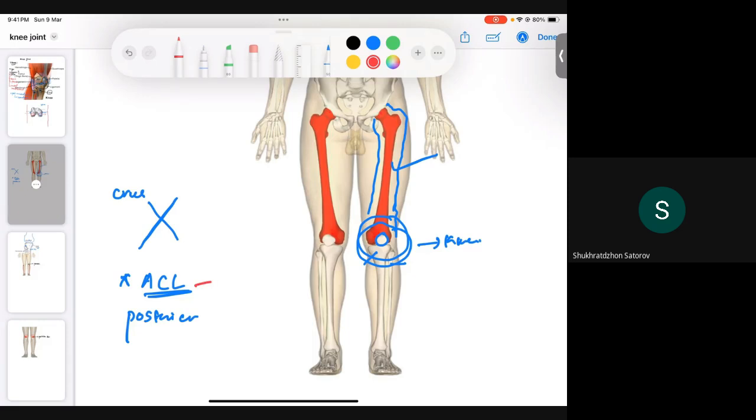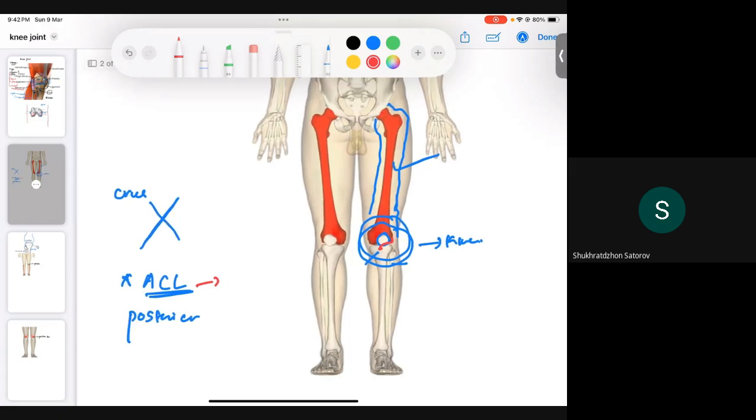Perfect. In order to limit the exaggerated forward movement of your tibia, anterior cruciate ligament helps. Anterior cruciate ligament basically comes from the posterior aspect of your femur and attaches anteriorly to your tibia. If I'm pulling the tibia forward, it would limit the exaggerated forward movement of your tibia. Is that clear? Another point which we discussed is that it's the most commonly injured ligament in different sports. Is that clear? Yes, sir.